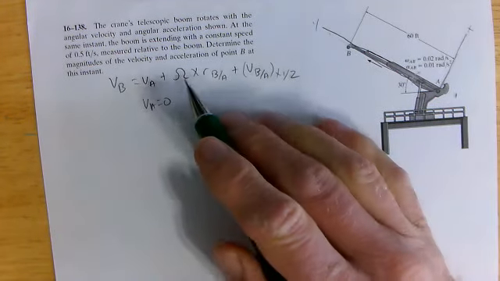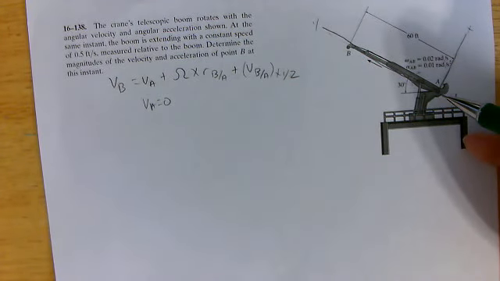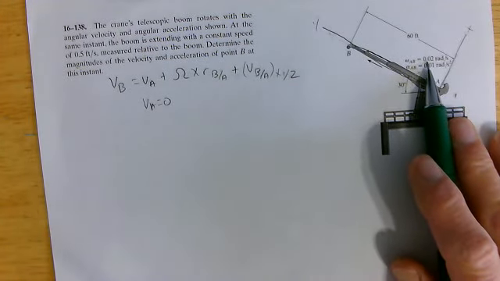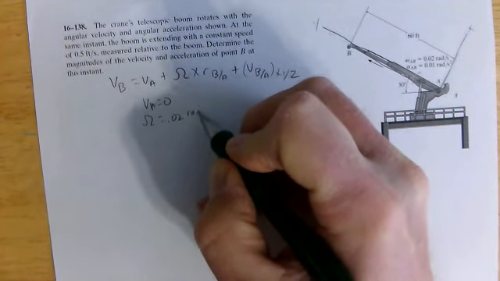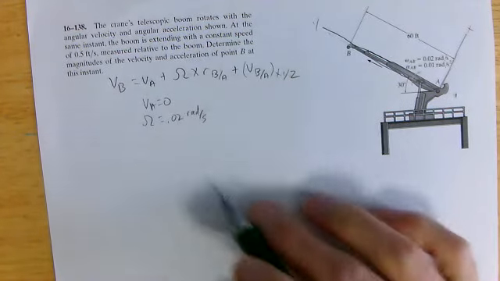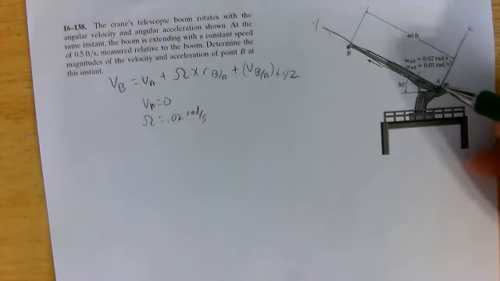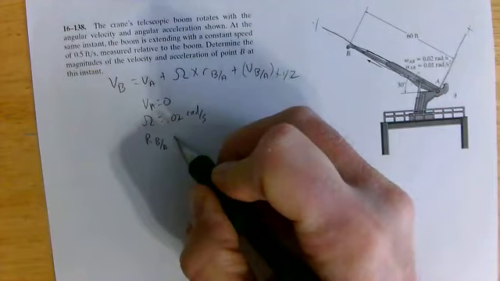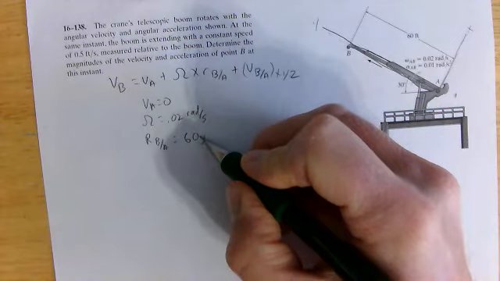Next we want to find out what omega is. Omega is the angular velocity of the moving frame with respect to the ground. So that is going to be right there. So omega is 0.02 radians per second. And next we want to know is R B with respect to A. So this distance here, since we've rotated that reference frame, is going to be 60 feet. So R B with respect to A is equal to 60 feet in the J direction.